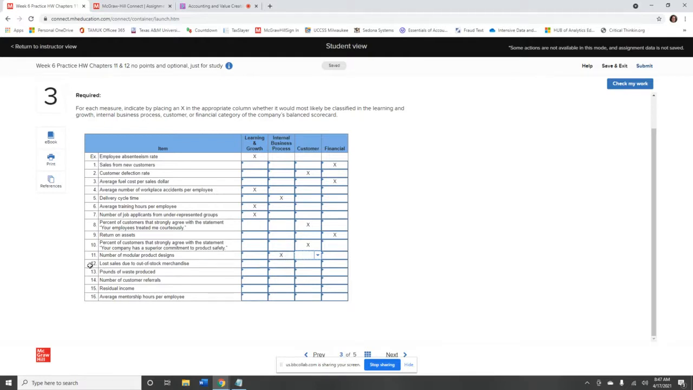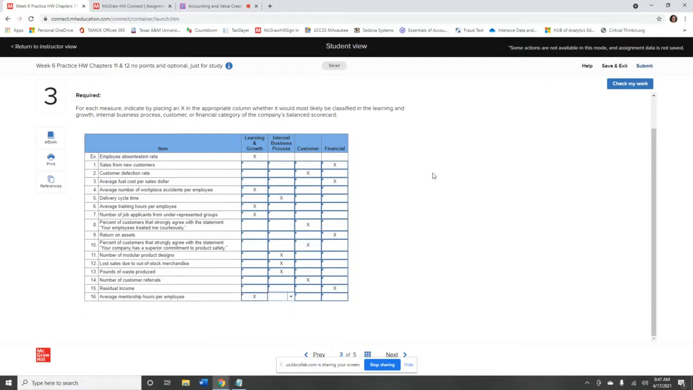Lost sales due to out of stock. That's a process, right? The shipping, the supplies, that's process. Pounds of waste, that's process. Number of customer referrals. Well, that's pretty clearly customers. Residual income, that is financial. Mentorship, that's an employee thing, so we're going to call that learning and growth.